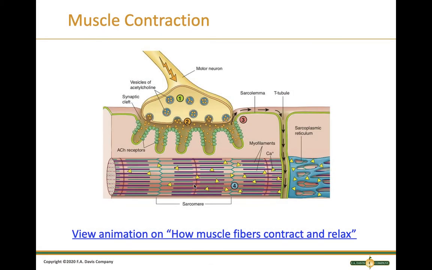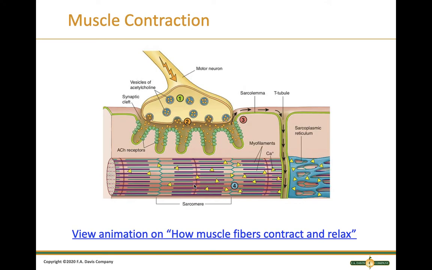So, again, how a muscle fiber contracts. First step is this impulse or electrical signal is going to reach the end of the motor neuron, and it causes these vesicles to fuse with the cell membrane, and they release the neurotransmitter called acetylcholine, or ACH for short. Our skeletal muscles are always going to use acetylcholine. The next step, this ACH diffuses across the synaptic cleft, and there it's going to bind to receptors on the muscle cell.